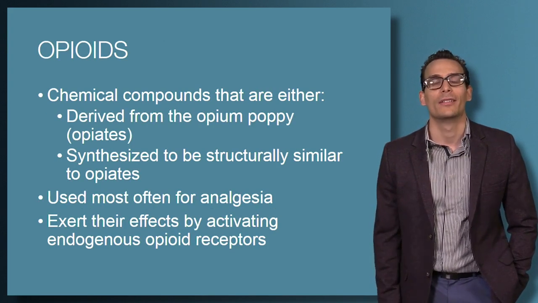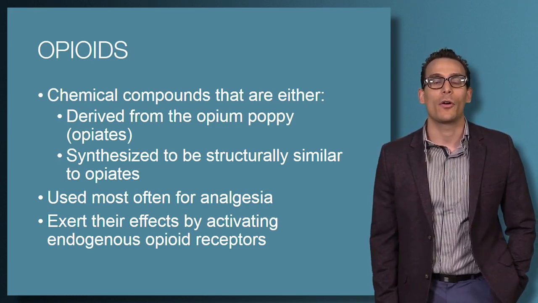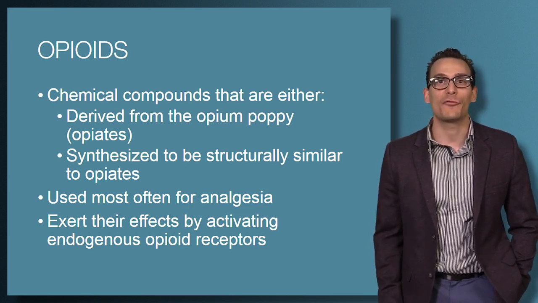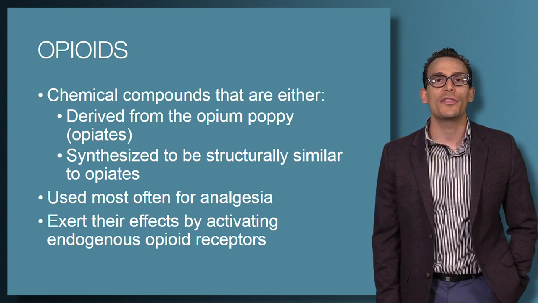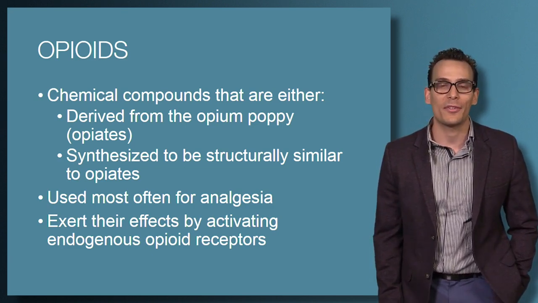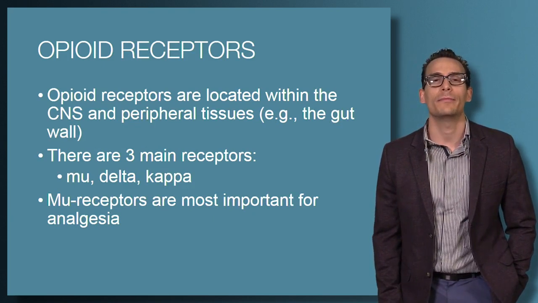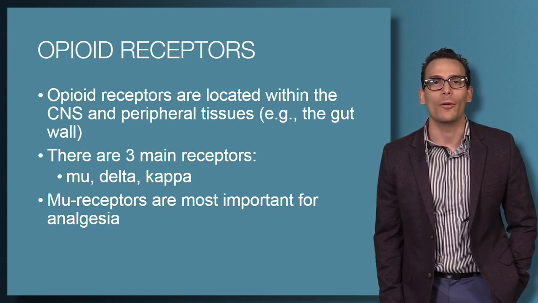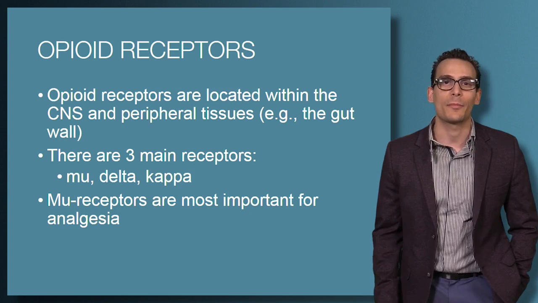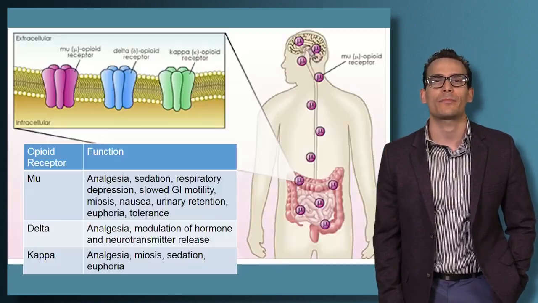So what is an opioid? Opioids are chemical compounds that are either derived from the opium poppy, these are called opiates, or they're synthesized in a lab to be structurally similar to opiates. They are used most often for analgesia, and they exert their effects by activating endogenous opioid receptors. These opioid receptors are located within the central nervous system, as well as peripheral tissues like the gut wall. There are 3 main types of opioid receptors: the mu, delta, and kappa receptor, and it is the mu receptors that are most important for mediating analgesia.